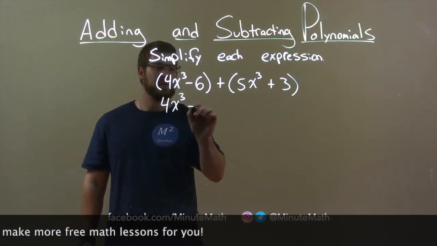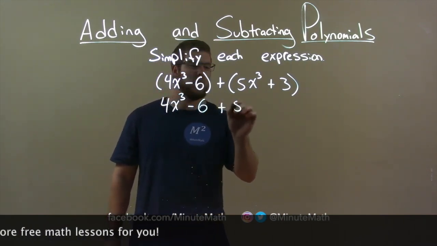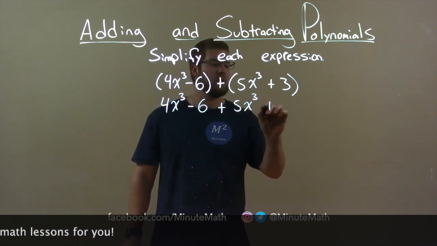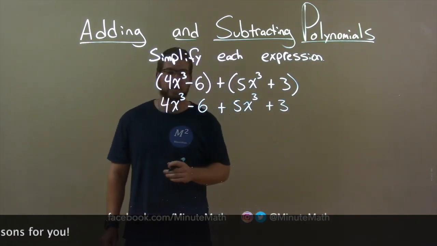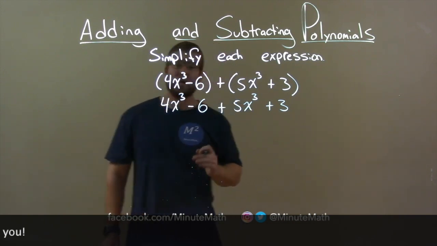4x to the third minus 6 plus 5x to the third plus 3. Okay? Now I want to combine my like terms.